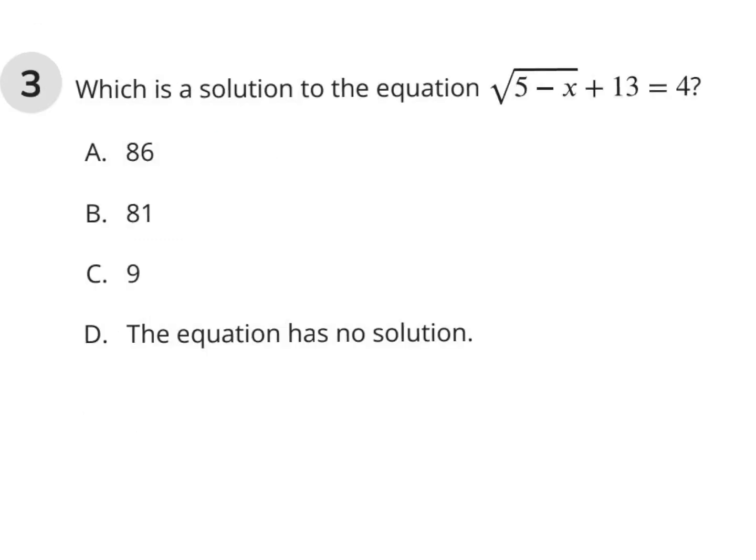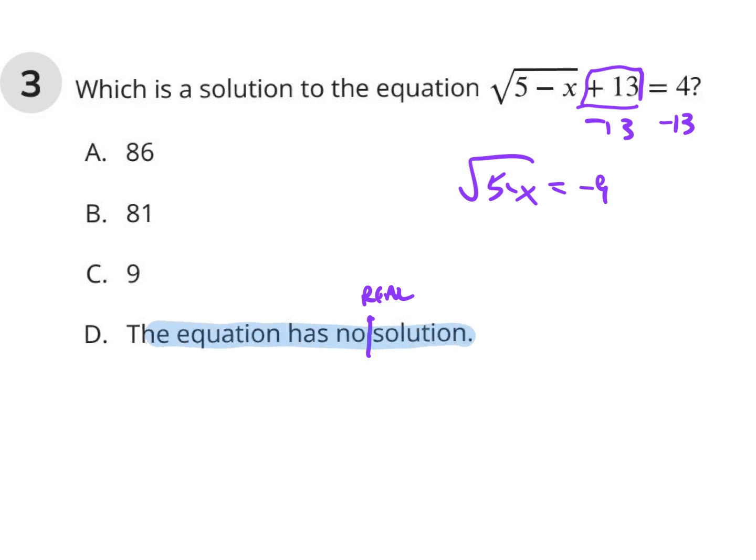Okay, so let's look at this next problem. The 13 is not part of the radical, so we're going to move the 13. And we get the square root of 5 minus x is equal to -9. So we can't take the square root of a negative number yet. So I'm going to say no solution. And it has no real solution. This is a key word. In math, the language must be precise, and this is an imprecise answer. But we're going to learn how to solve problems like this next week.